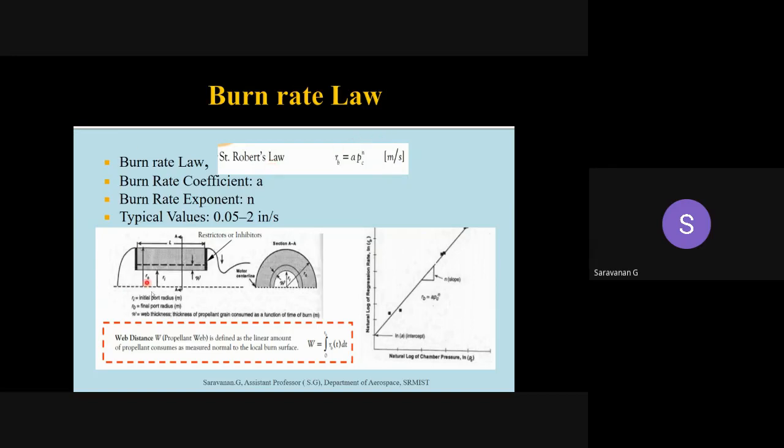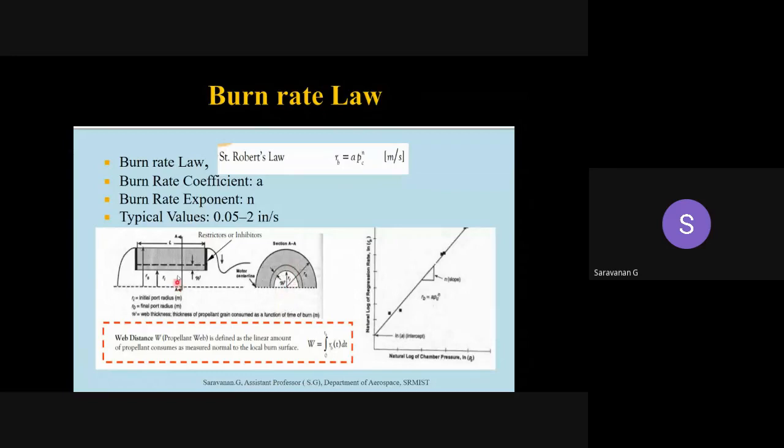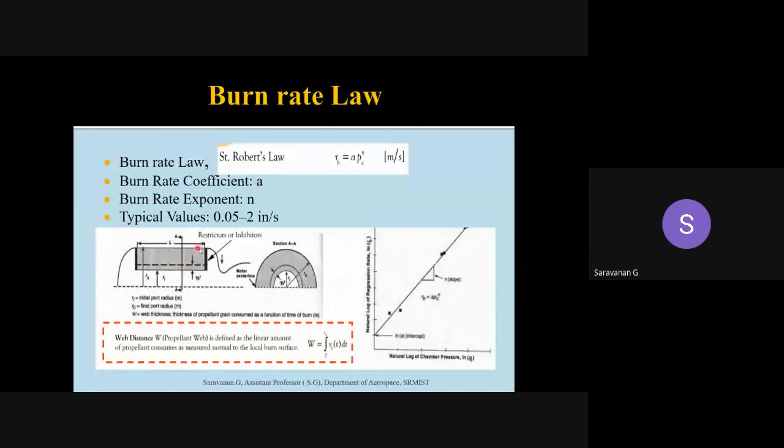This is the inference from the burn rate law given by Saint Robert. Here you can see we have an initial radius and a final radius of the port. The port is nothing but the grain structure, the grain port. Whenever it is ignited, the surface area gets burned along the length of the chamber, and due to that the radius varies from initial to final radius.